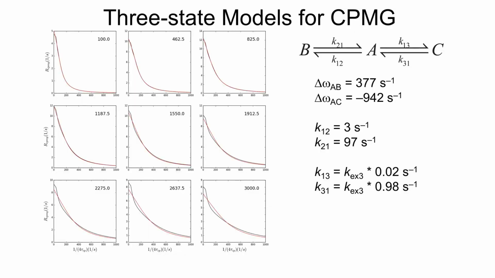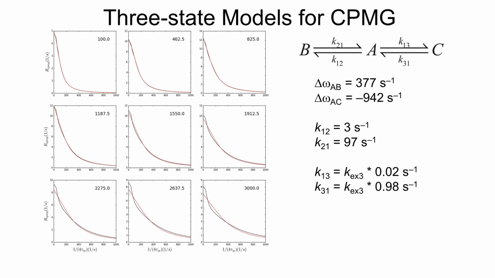So here are some 3-state simulations, for example. This is a linear 3-state system with the indicated parameters. The different graphs show the effect of changing the rate constant for jumps between spin A and spin C. The solid lines are simulations of the rate constant, basically by the procedure that we already described. And the red lines are fitting the 2-state equation to the 3-state dispersion curve.